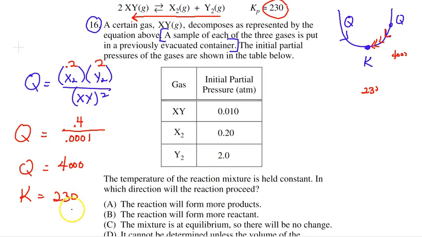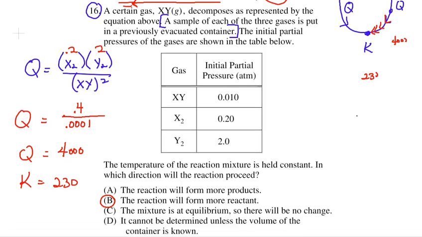We have too many what? Too many products and not enough reactants as compared to equilibrium, so the reaction is going to move and shift that way. That's basically Le Chatelier's principle, Q versus K. So the reaction will form more reactant. We say reactant because there's only what? One there, okay? So that's how that works.